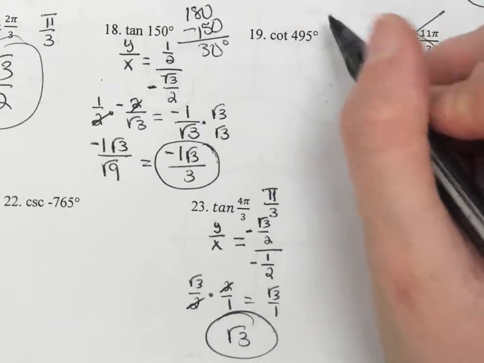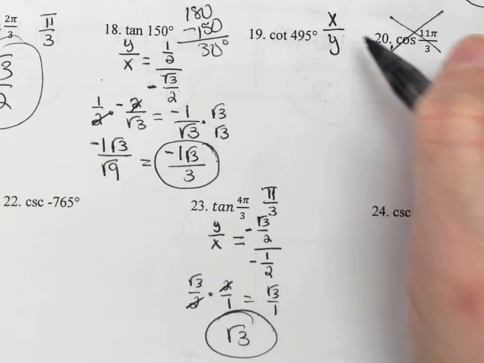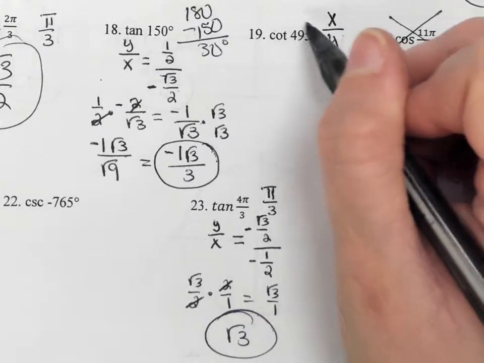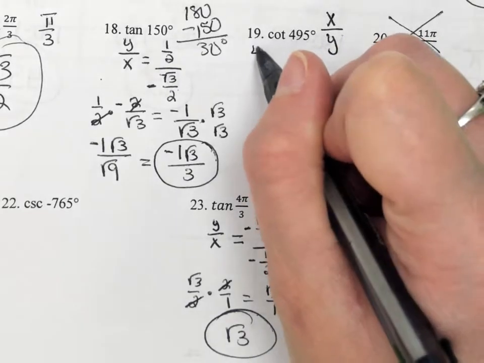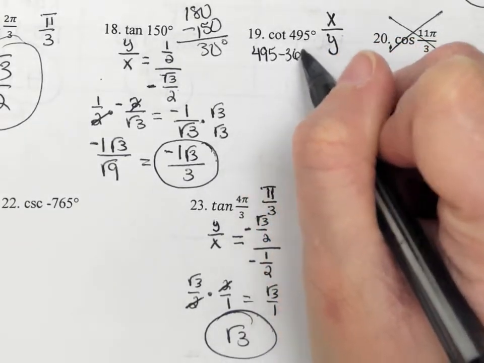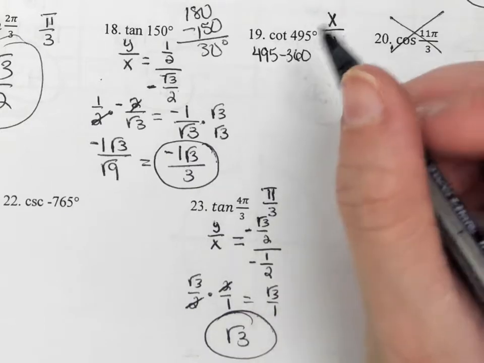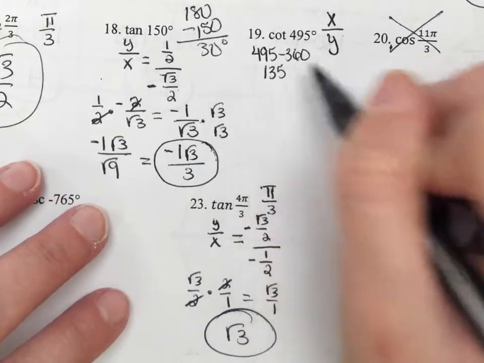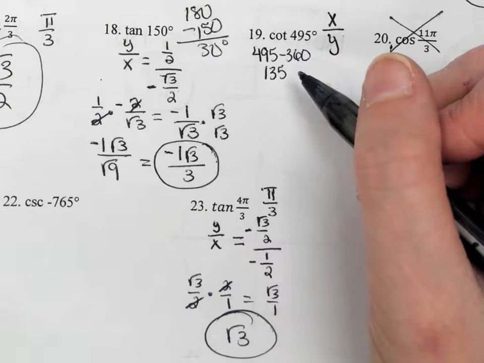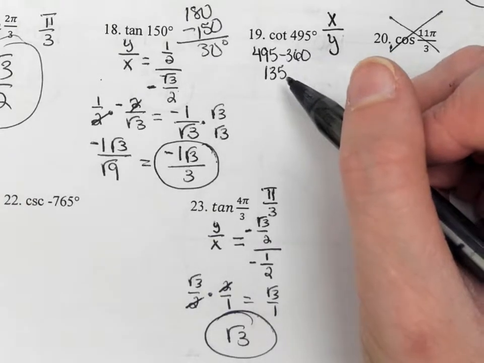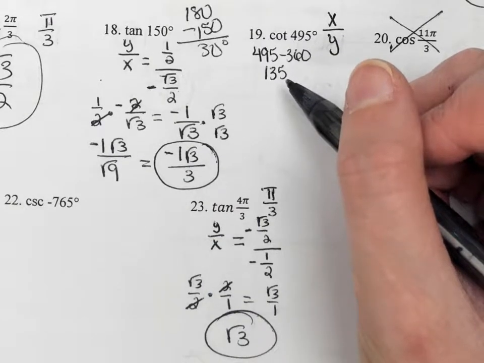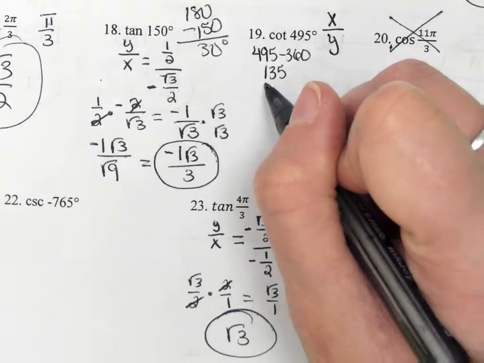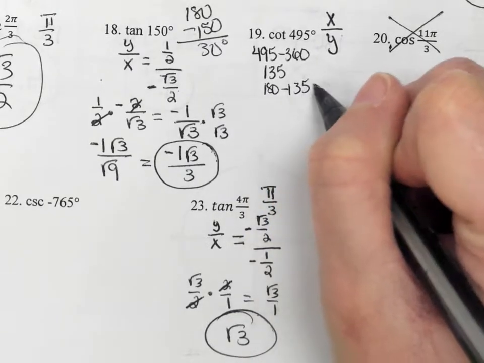All right, so we got cotangent. What's cotangent? X over Y. Very good. All right, this went over 360. How do I figure out how much more it went over 360? Subtract it from 360, and you get 135. Okay, I got to find my reference angle. So 135 is closest to which reference angle on the x-axis? 180. So if I do 180 minus 135, it gives me a reference angle of 45 degrees.